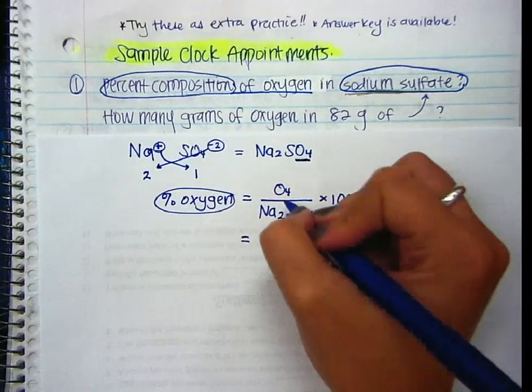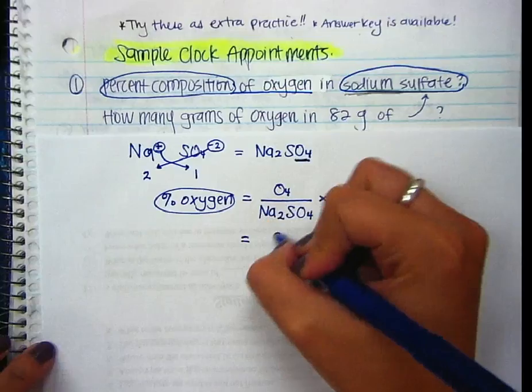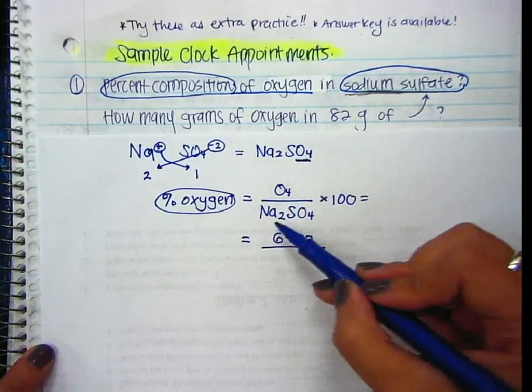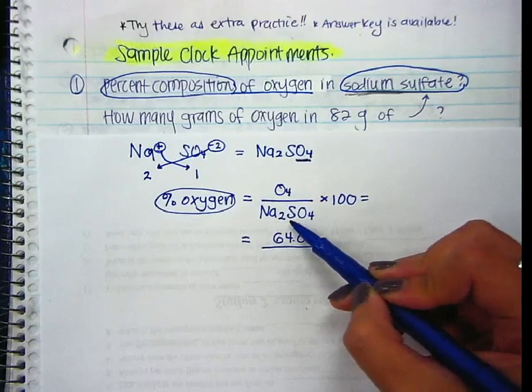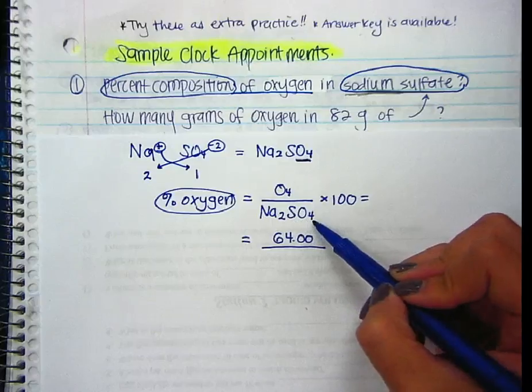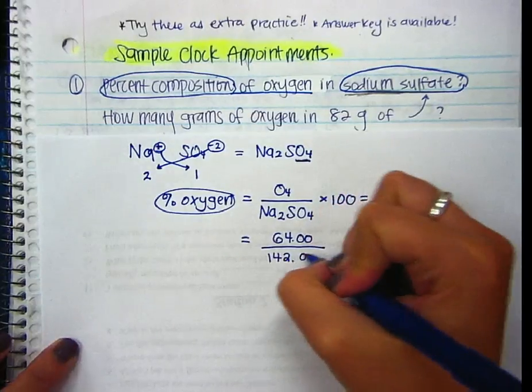4 oxygens, you know that oxygen weighs 16.00 times 4, so I'm going to get 64.00 on top. You're going to divide that by 2 sodiums, which is 22.99 times 2, plus sulfur, which is 32.07, plus 16 times 4 from the oxygens here. And you're going to get a total mass of 142.05.